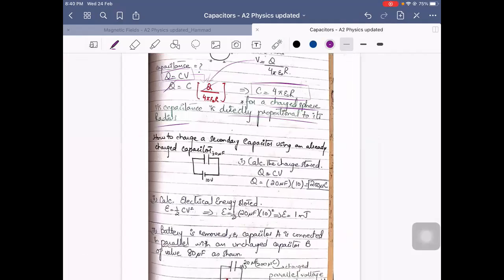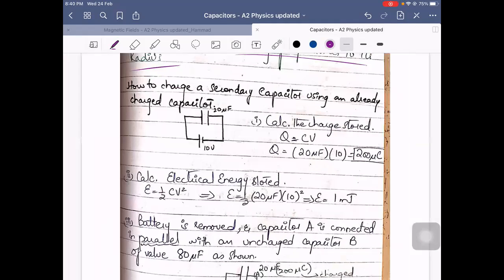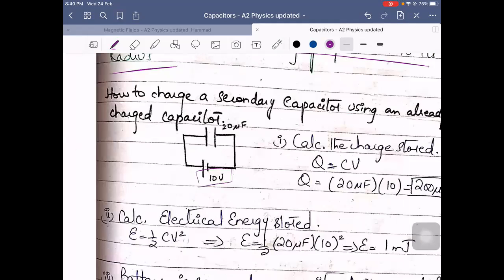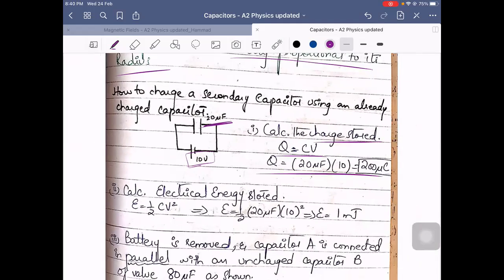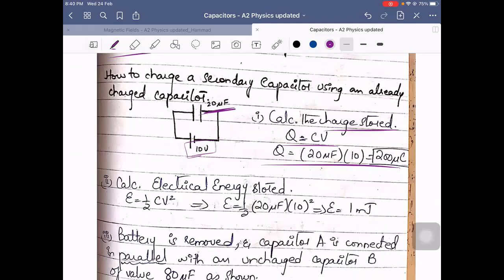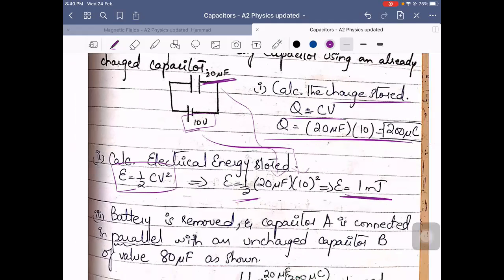How to charge a secondary capacitor using an already charged capacitor? Let's say I am charging a capacitor which is 20 microfarads. Calculate the charge stored. Q is equal to CV. You worked out 200 microcoulombs. Calculate the energy stored. E is equal to half CV squared. The capacitor was 20 microfarad. Voltage was 10 volts. You worked out 1 millijoule of energy was being stored during this entire process.